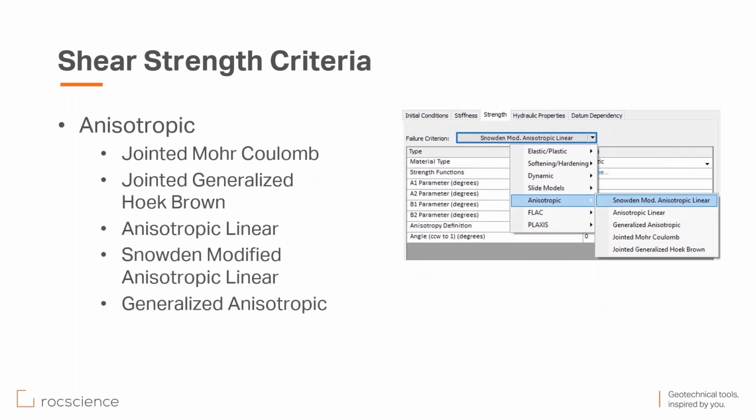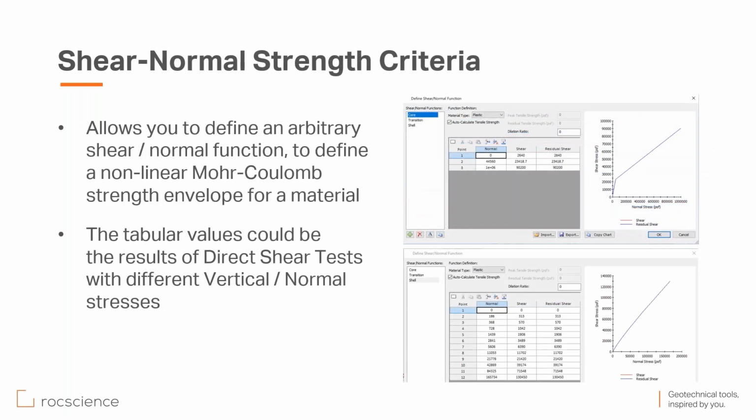For anisotropic cases, we have jointed Mohr-Coulomb, jointed generalized Hoek-Brown, anisotropic linear, Snowden modified anisotropic linear, and generalized anisotropic. Just to explain what these are, I'm going to go over 2 of these. This is the shear normal function that we have as one of those isotropic cases.